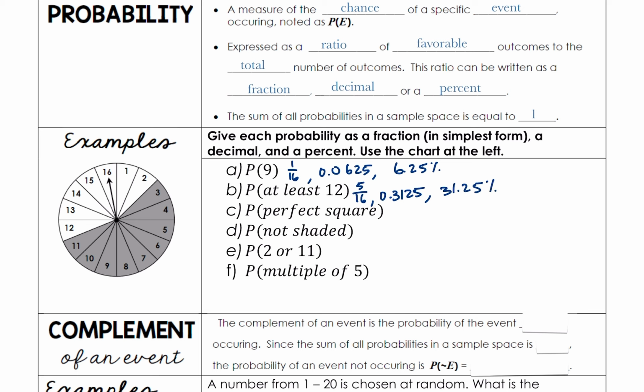The third one, what's the probability of rolling or spinning a perfect square? Well, perfect square, we've got 1, 4, 9, and 16 are all perfect squares. So we've got 4 out of our 16, which does simplify. Simplifies down to 1/4. So that would be my fraction. And my decimal would be 0.25. And my percent would be 25%.